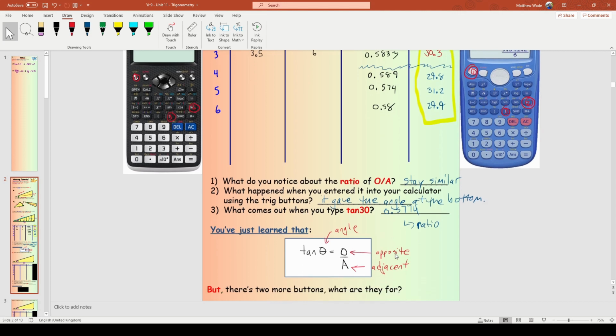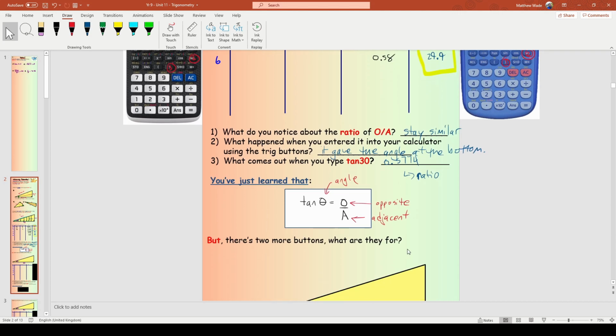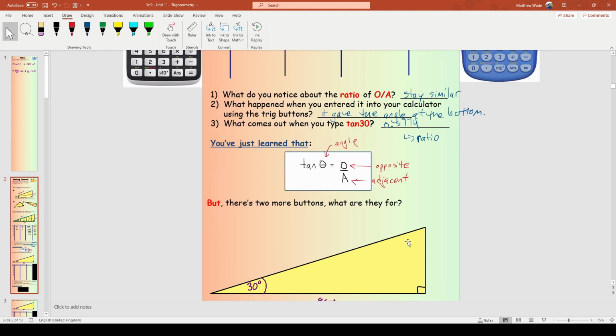I'm going to explain something really quick, so you could almost skip forward if you get what I'm going to ask in a sec. There's two other buttons. Can you see them? Well, there's three other buttons. There's one that says HYP, one that says SIN, one that says COS. The HYP one's a bit different. That's like further math, so you can just ignore it.